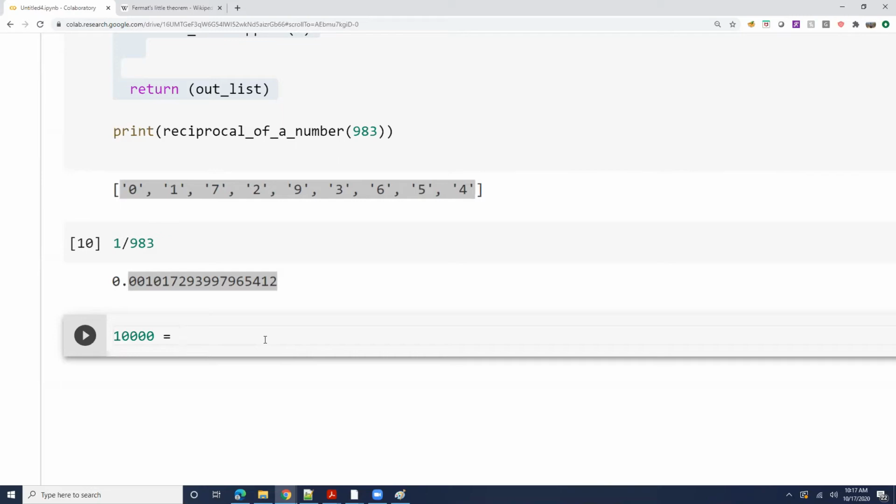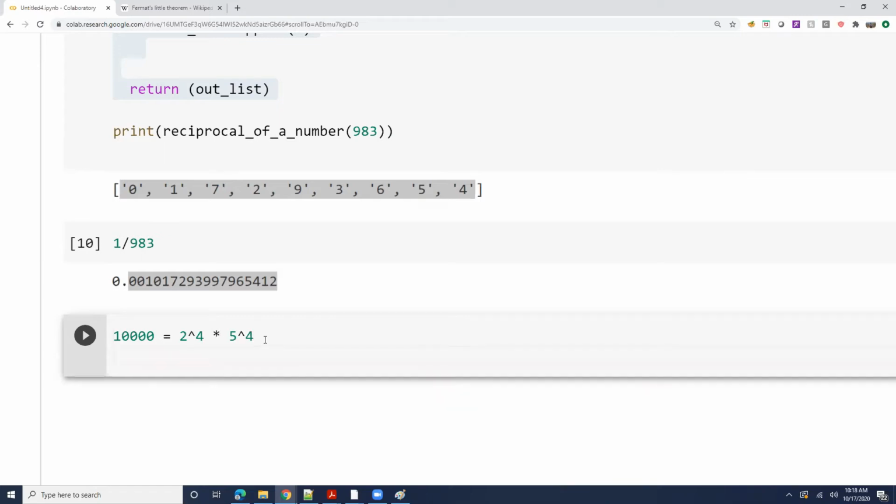Okay, so hint. What are the factors of 10,000, or what is the prime factorization of 10,000? Anybody? It's 2 power 4 times 5 power 4. Very nice. So for any number between 1 and 10,000, the reciprocal of that number does not have repeating digits if that number has only 2s and 5s as factors. That is the claim.